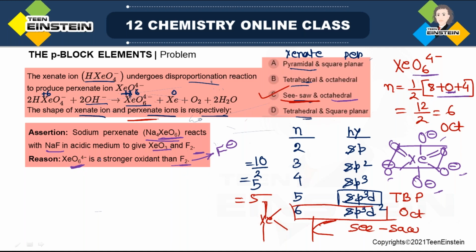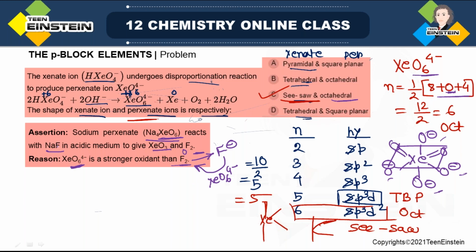And if XeO6 4 minus is even stronger than F2, then what will happen? XeO6 4 minus can accept electron from F minus and convert it to F2, because now the oxidation state is 0. So in presence of XeO6 4 minus, if F minus is losing electron and converted to diatomic fluorine F2, we can say obviously XeO6 4 minus is stronger.